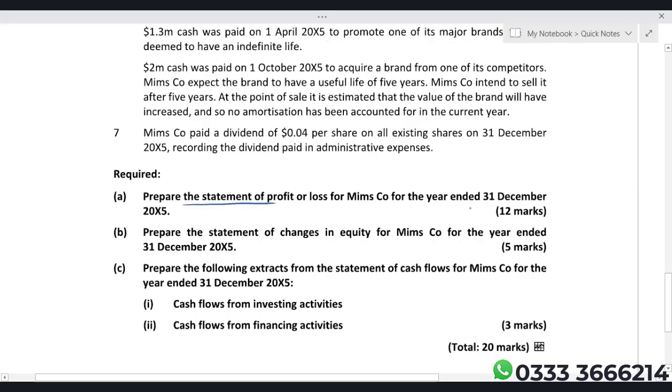Prepare a statement of profit and loss for the year ended December X5, 12 marks. Prepare a statement of changes in equity for MIMS company for the year ended December X5, 5 marks. C. Prepare the following extract from the statement of cash flows for MIMS company: cash flows from investing activities and financing, 3 marks. Great. At least we should appreciate the examiner for the creativity, that within 20 marks, examiner has asked the profit and loss, statement of changes in equity, as well as something relating to cash flow statement as well.